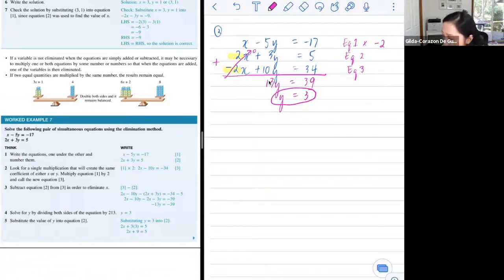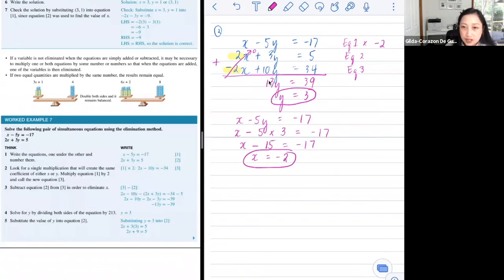So now I have x minus 5y equals negative 17, and x minus 5 times 3, because I replaced y with 3, equals negative 17. Now I've got x minus, what's 5 times 3, that's 15, equals negative 17. And then I can add 15 to both sides. For me to find the value of x, I therefore would get x equals negative 2.